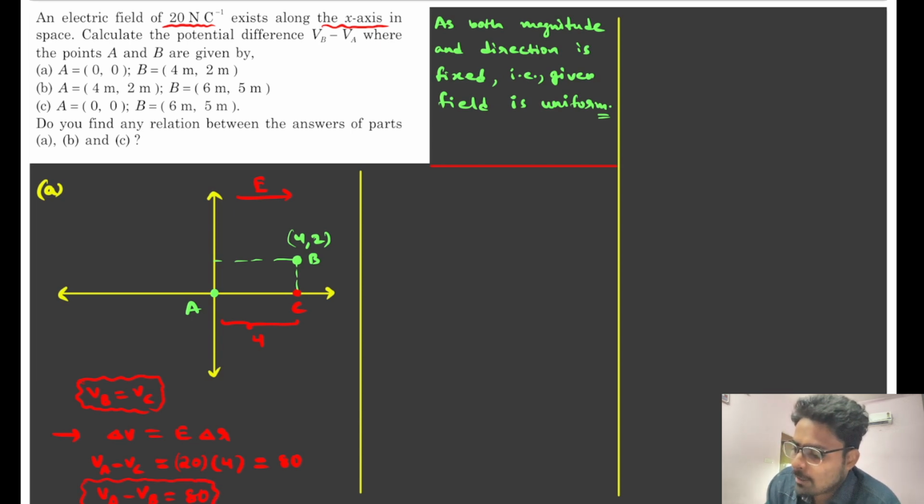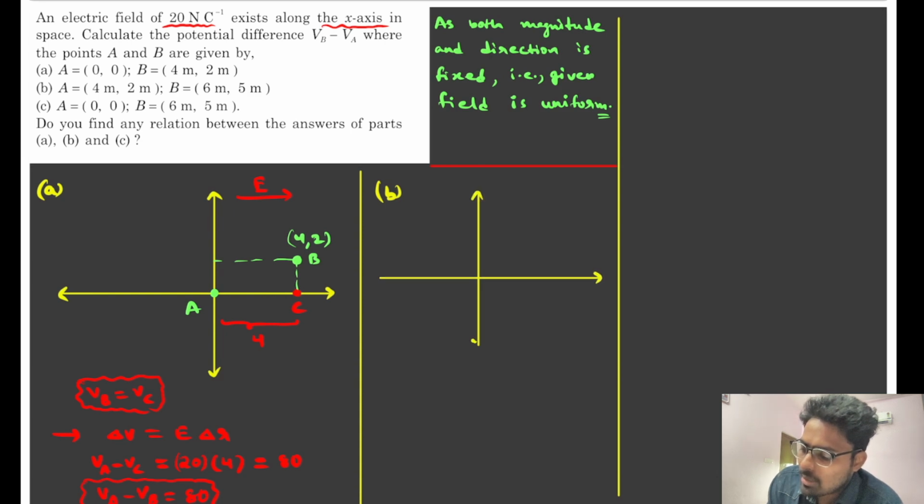So for the B part, let us analyze what they're asking. The two points that they have given are (4, 2) and (6, 5). Let us try to analyze this one also. If you understood case A, you can easily solve this. The first charge is at (4, 2), this is our A, and the other charge is at (6, 5), this is our B.